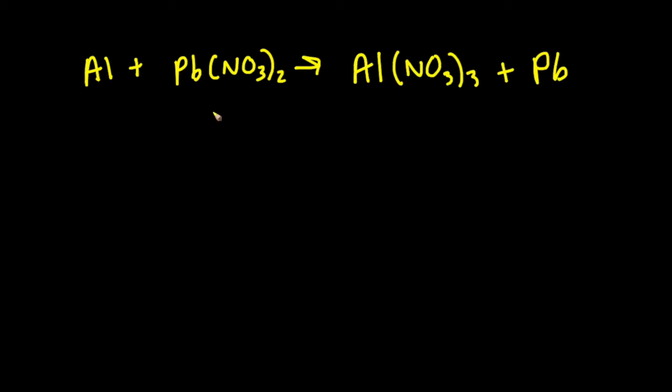Now, the last thing we need to do here is balance our chemical equation. To do that, we're going to put a 2 in front of the Al, 3 in front of the lead nitrate, 3 in front of the Pb, and a 2 in front of the Al.